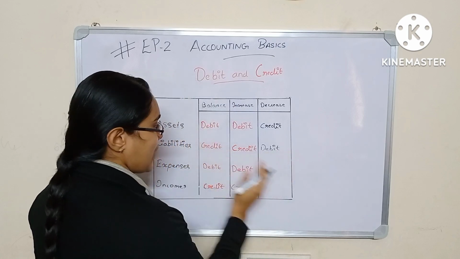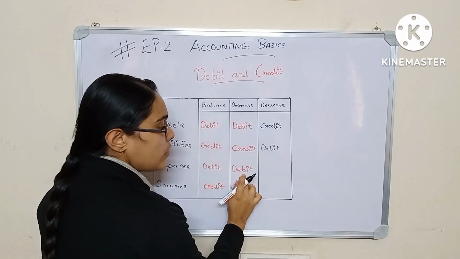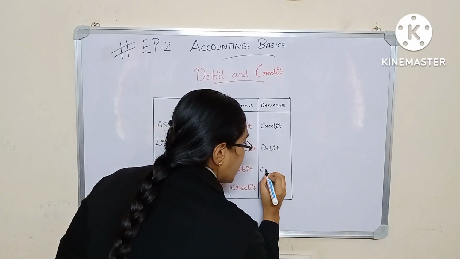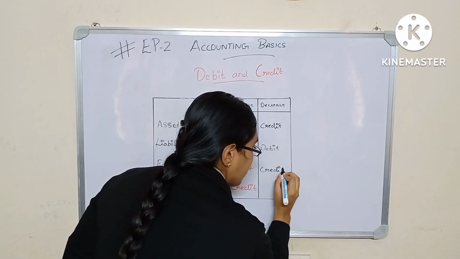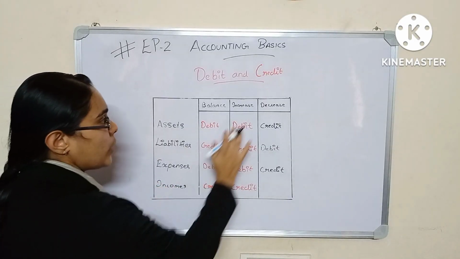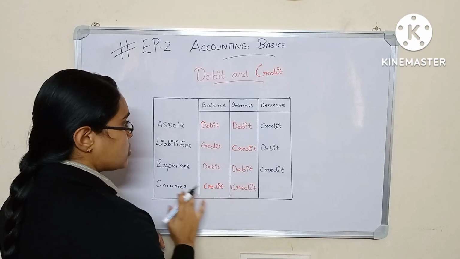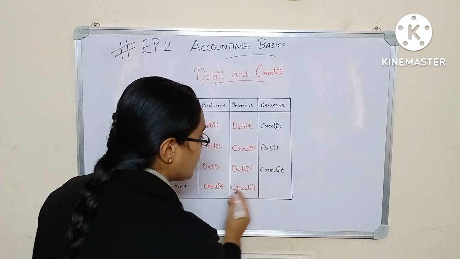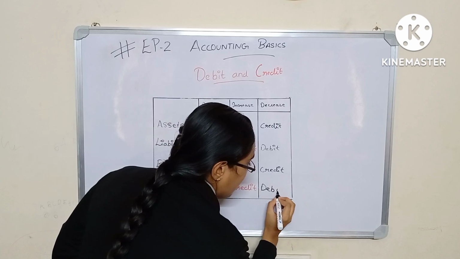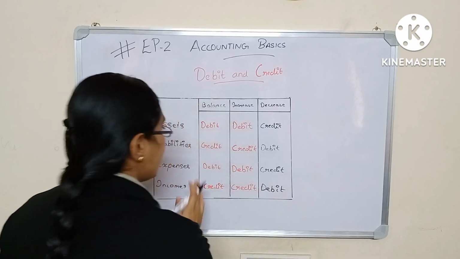Now expense. To increase expense we debit, so opposite of that, to decrease it, we will credit it. Now next, incomes. To increase income we will credit, and to decrease what will we do? The opposite of credit is debit. Okay, we will debit the incomes.